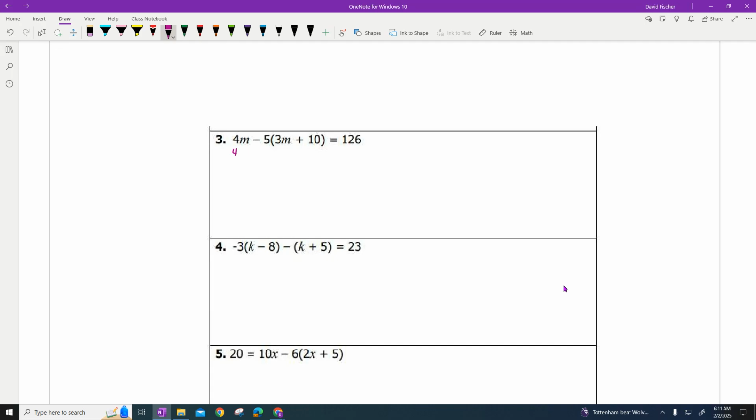I'm just going to bring that 4m down. And I have parentheses right here, so I'm going to multiply that. See how I'm doing my little loops as I do my math here? I will now take that times that, negative times positive.